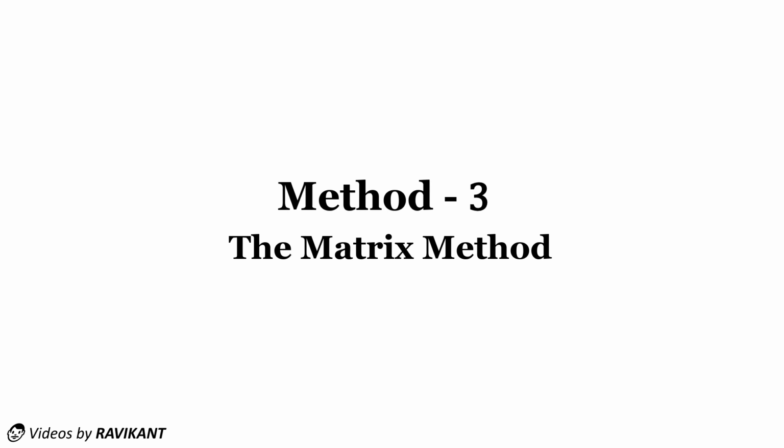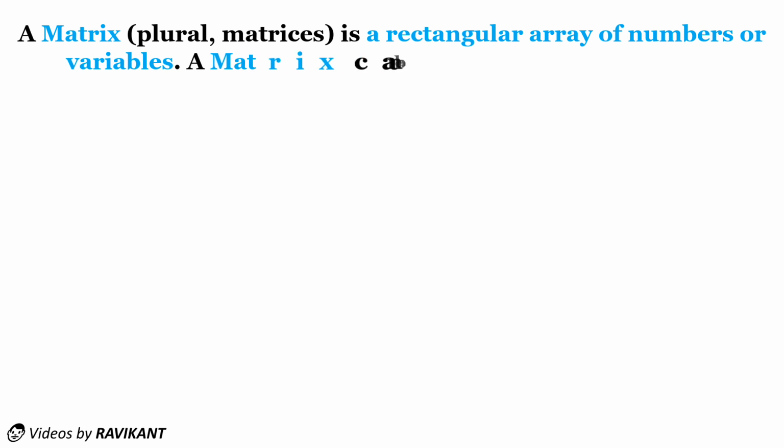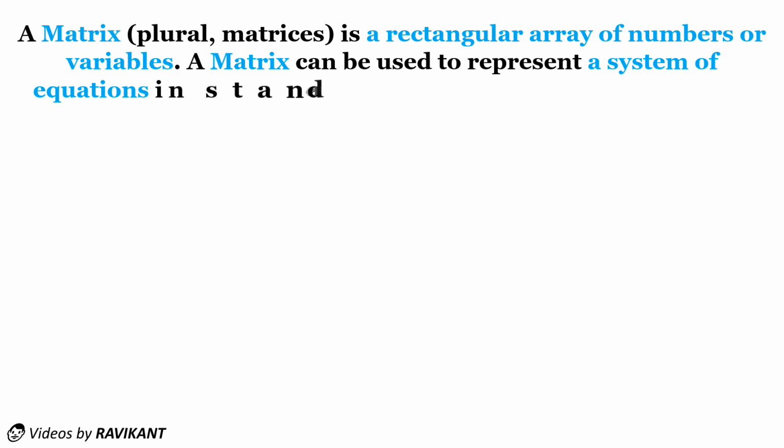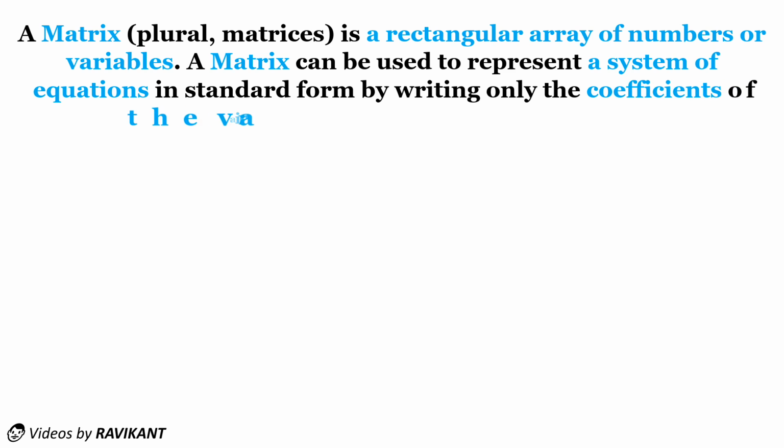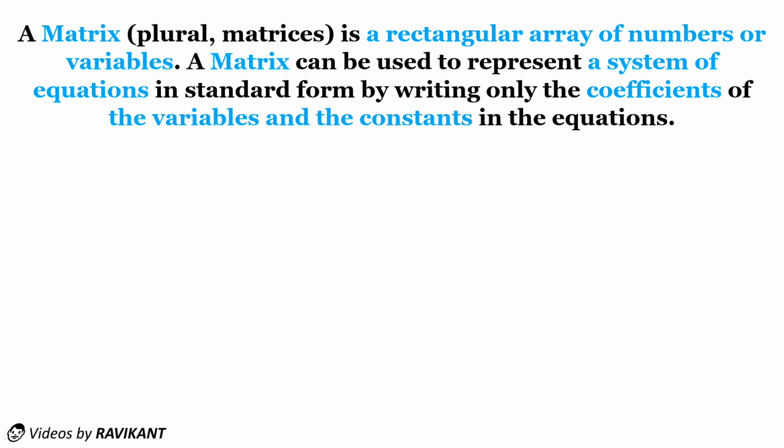Next, our third method is the matrix method. First, we talk about what a matrix is. A matrix is a rectangular array of numbers or variables. It can be used to represent a system of equations. It means we can write a linear system in matrix form. One thing I tell you is that we only write the coefficients of the linear equations into the matrix, and this is the best way to represent a linear system in matrix form.